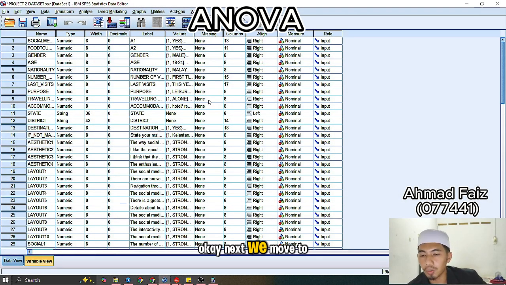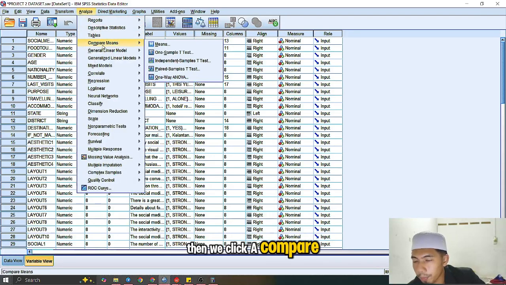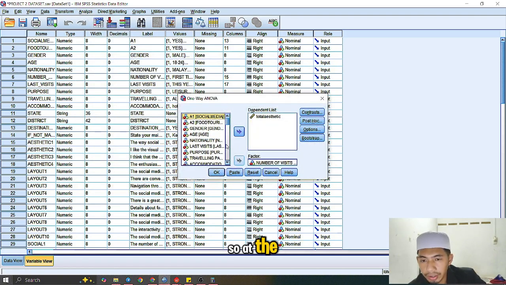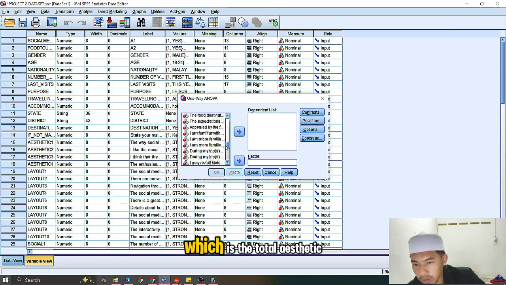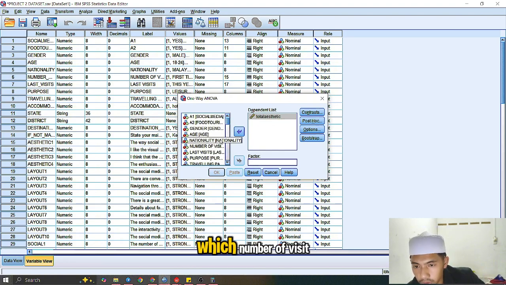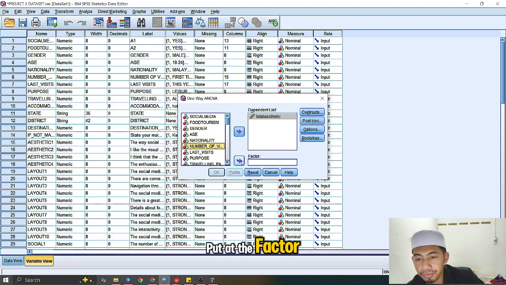Okay, next we move to ANOVA. We go to Analyze, then click Compare Means, and we choose One-Way ANOVA. At the Dependent List, we will take the new data that we got just now, which is total aesthetic, this one, and at the Factor, we will take number of visits, this, and put it at the Factor.